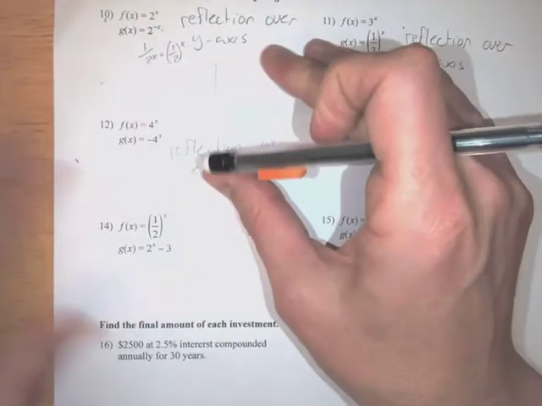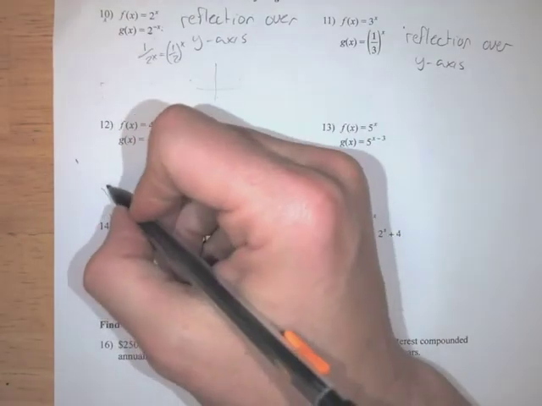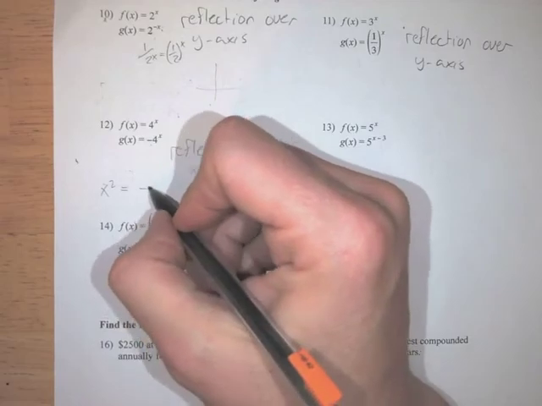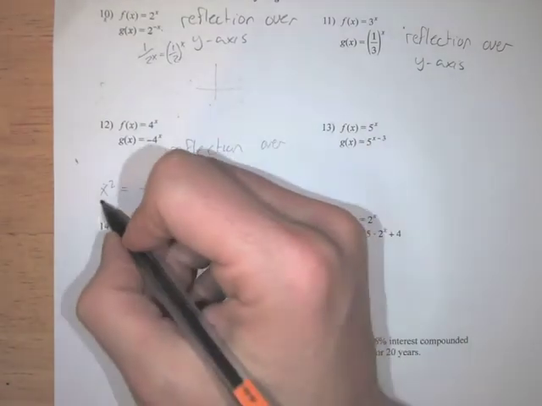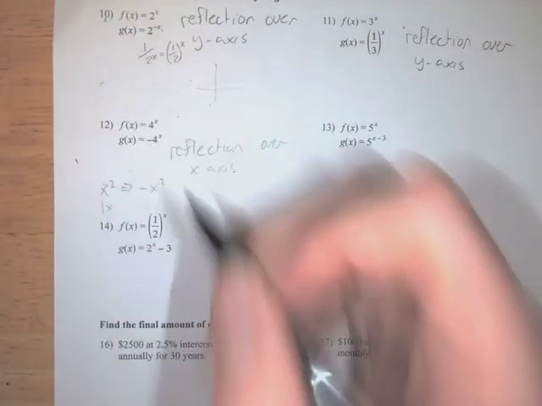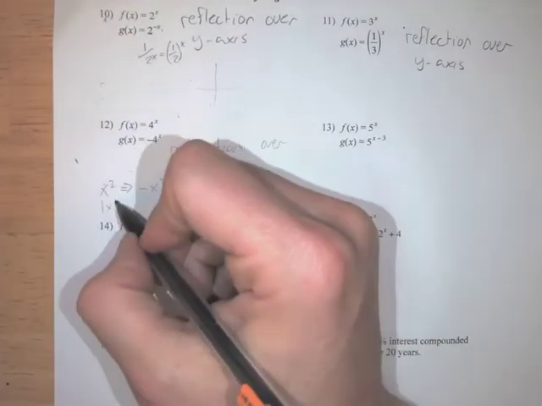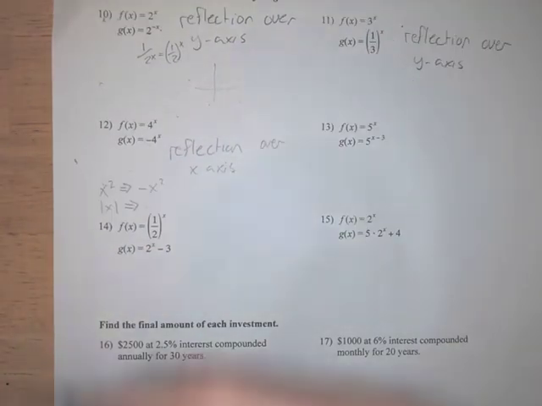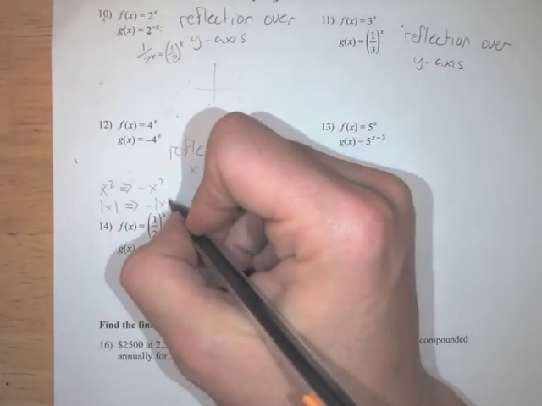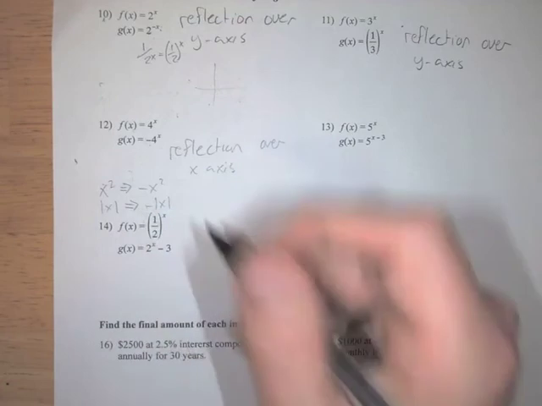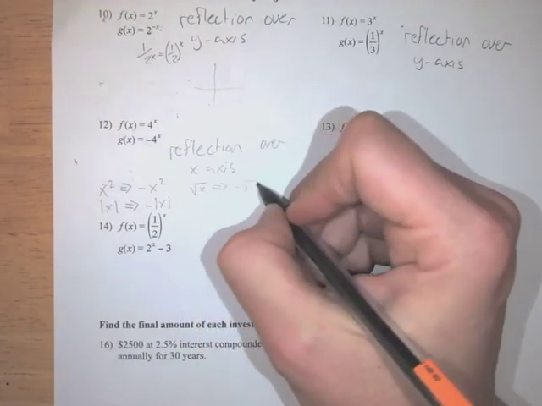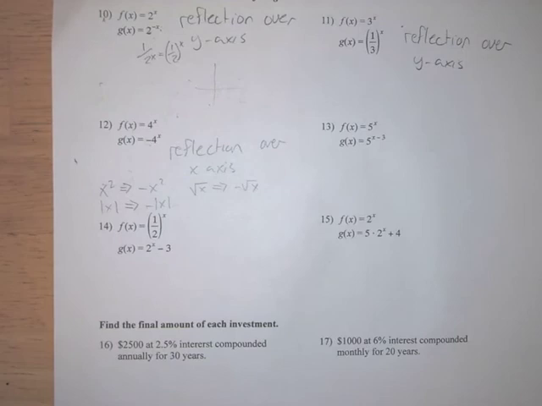Just to compare it to other things that we've seen before, if I had x squared, how would I make that flip over the x-axis? I put the negative out in front. If I had the absolute value of x, sorry, this is not equal, this is just a transformation, how would I flip that over the x-axis? I would do negative absolute value of x with the negative on the outside this time. If I want to take the square root of x and reflect it over the x-axis, I'd put the negative on the outside, just like that.